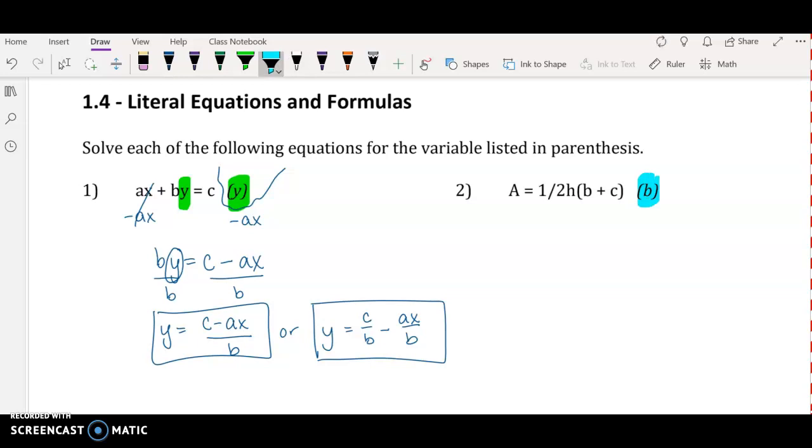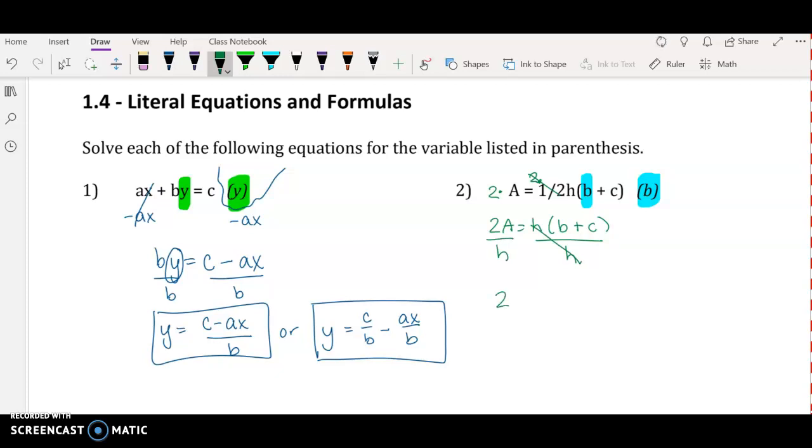For the next one, we want to get b by itself. So the b is inside the parentheses here. So I noticed we have that 1/2 out in front. Let's go ahead and get rid of it by multiplying both sides by 2. On the left-hand side, we get 2a. The 1/2 and the 2 undo each other, so you're left with h parentheses b plus c. So there's many different ways you can do this. If you're someone who wants to distribute the h, you can do that. I'm going to go ahead and divide by h on both sides. But again, if you distributed, you would get the same answer.